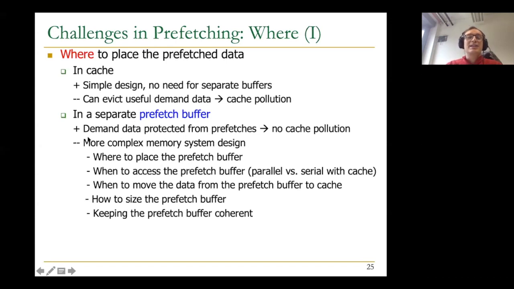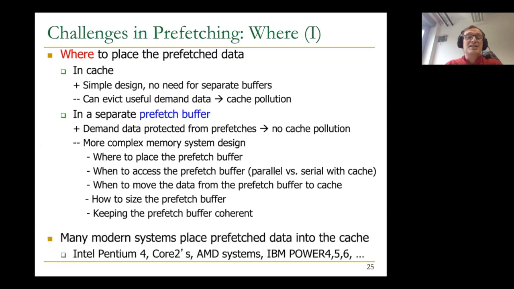Okay, so clearly a separate prefetch buffer has advantages, but it also has disadvantages. And usually these disadvantages outweigh the advantages, especially with aggressive prefetchers. If you're interested, you can take a look at the feedback-directed prefetching paper that talks about this. And as a result, modern systems place prefetch data into the cache. You can see many, many examples. I've stopped enumerating them, because as far as I know, all modern systems that I know put the prefetch data into the cache.